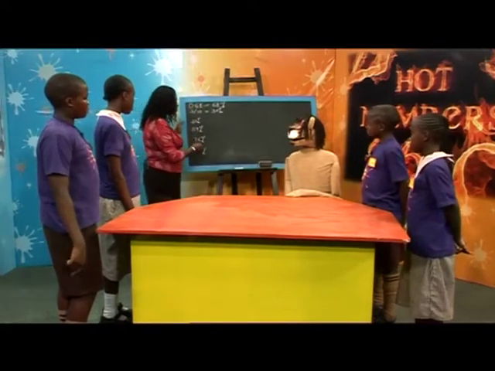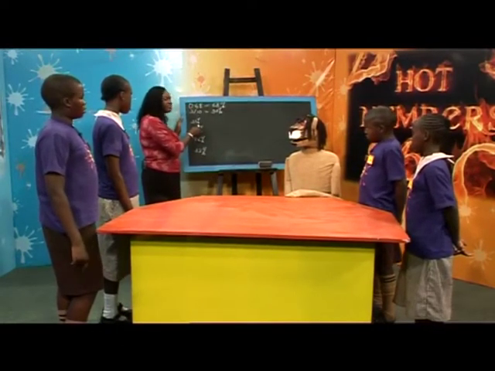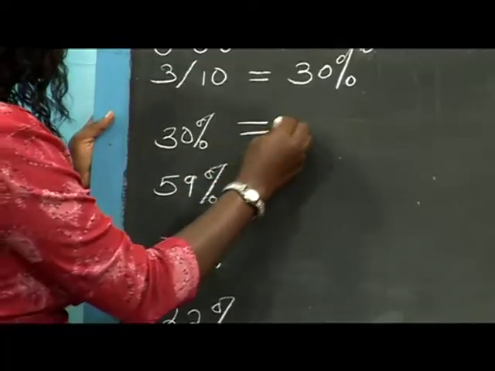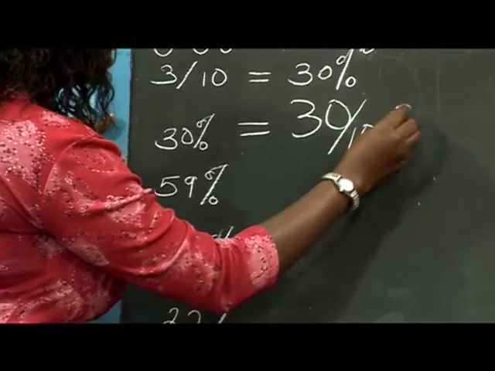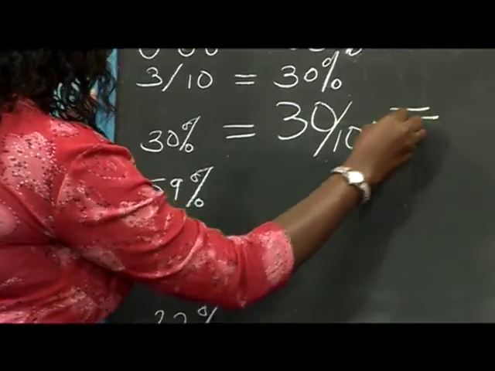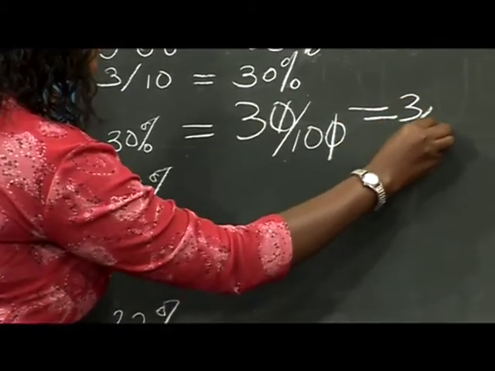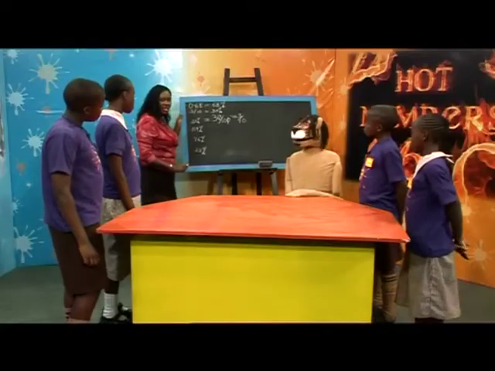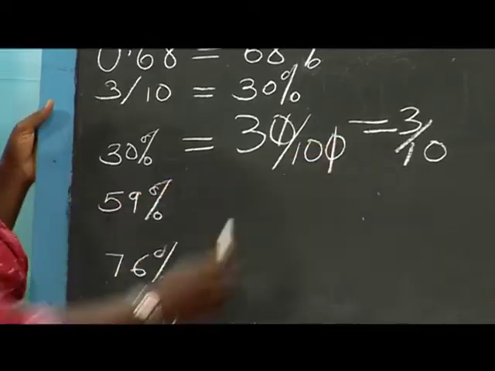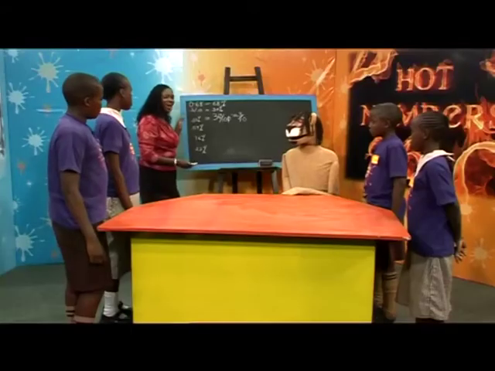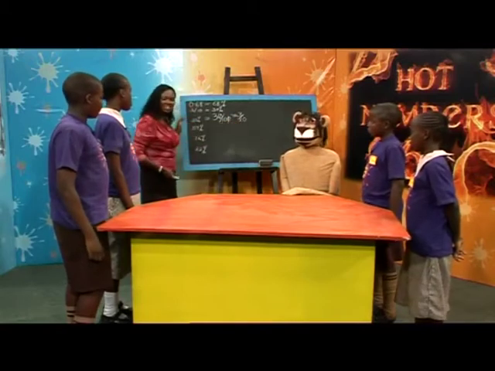Now, if we want to convert 30% into a fraction, we divide it by 100. So we divide this by 100. And when we work this, we get 3/10. Okay? And of course, the percentage symbol is not necessary here anymore because we have turned this into a fraction.